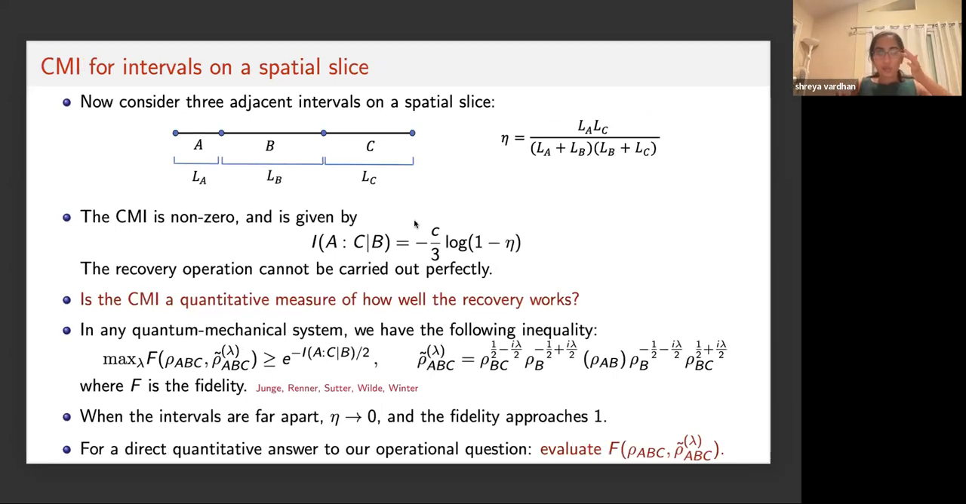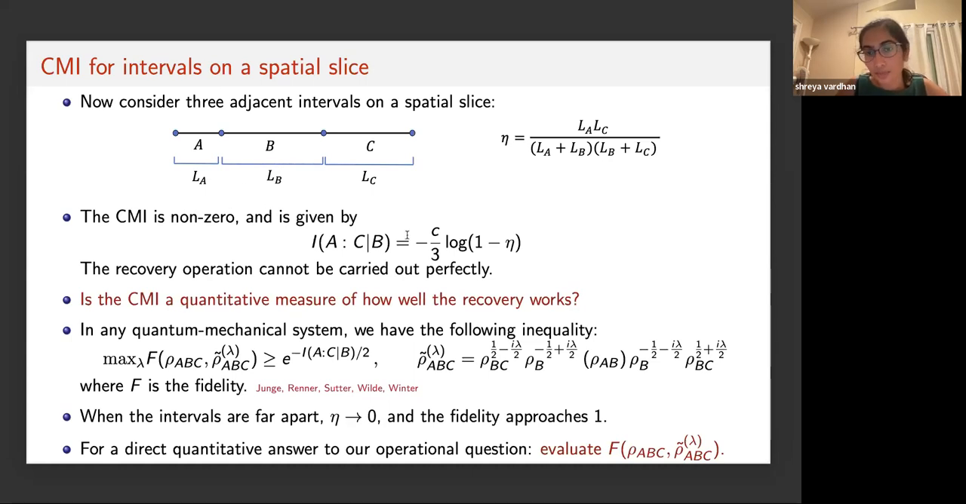So now we can ask what happens if instead of the setup that I described previously, we consider 3 adjacent intervals on a spatial slice in the vacuum state of a CFT. And again, I can look at arbitrary lengths of A, B, and C, and I can define this particular ratio of their lengths, which I can call the cross ratio. Okay, so in this setup, the conditional mutual information is no longer 0.